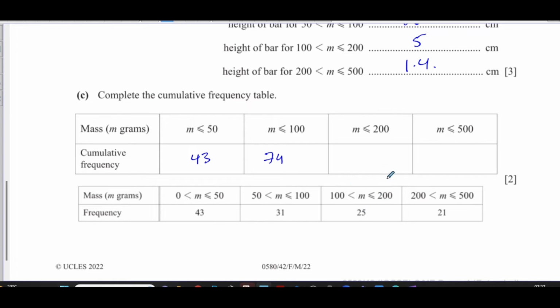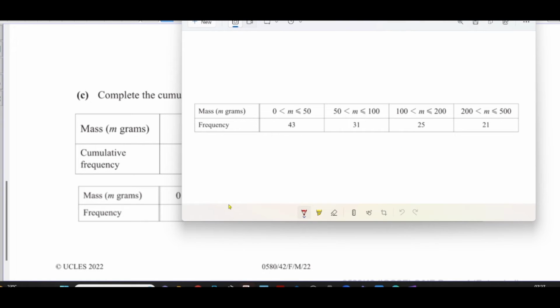And here you've got all the ones that are less than 200. So it's going to be all of these added together. So you're going to have 74 plus 25, which is 99. And then, of course, this is going to be 120, which makes sense: 99 plus 21. That's going to be the total for all of them altogether. So that is the cumulative frequency table. That one's sorted out now.